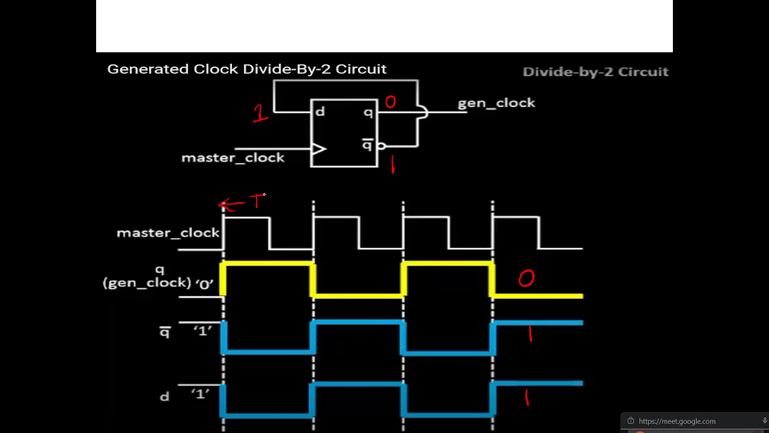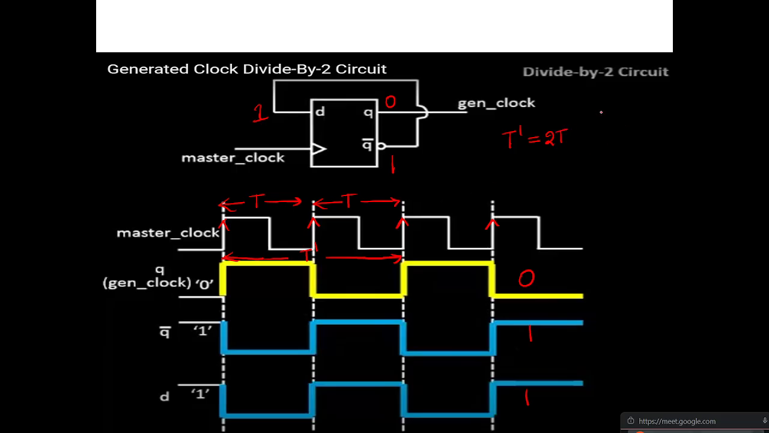So what is the time period? This is my clock. From here to here we call one time period. What is the time period for this Q? You are getting T dash. So you can write T dash equal to 2T.